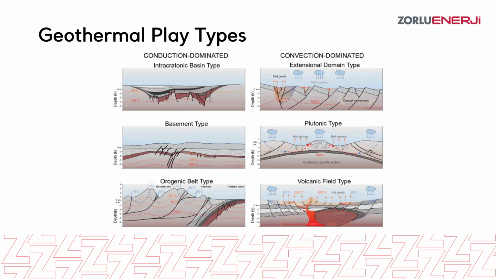And as you can see, for the volcanic field type, we have some intrusions, and those intrusions have heat, and that heat transfers to shallower sections, and with the fractures or faults that are already available in the region, we are having that heat to the surface.